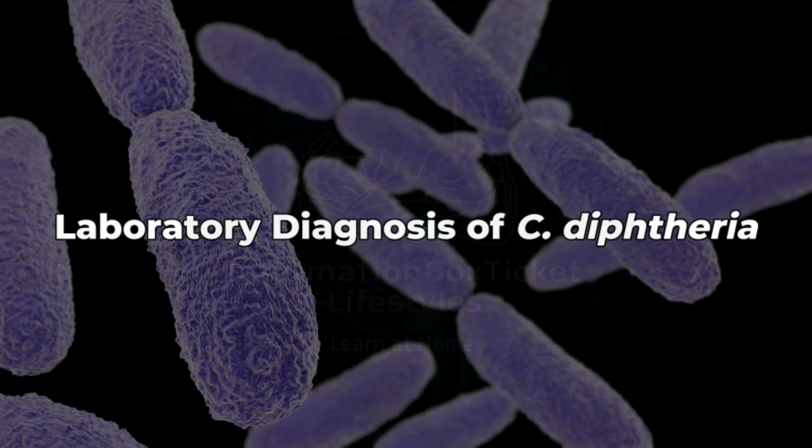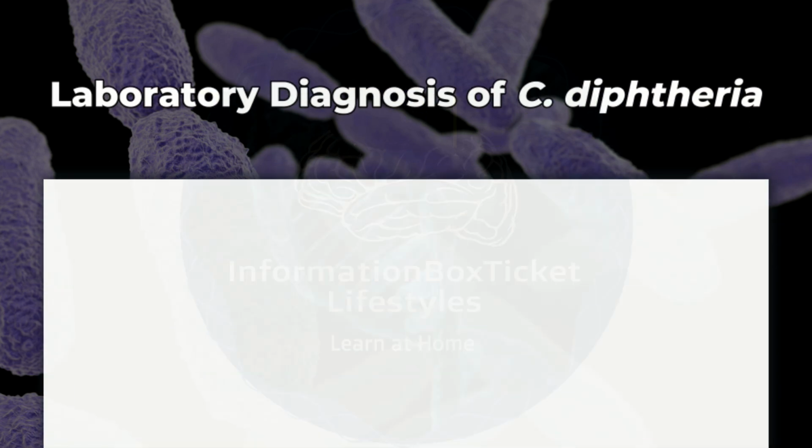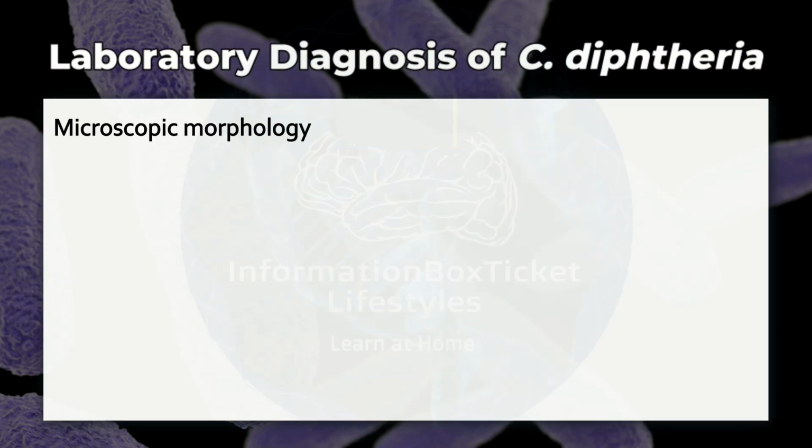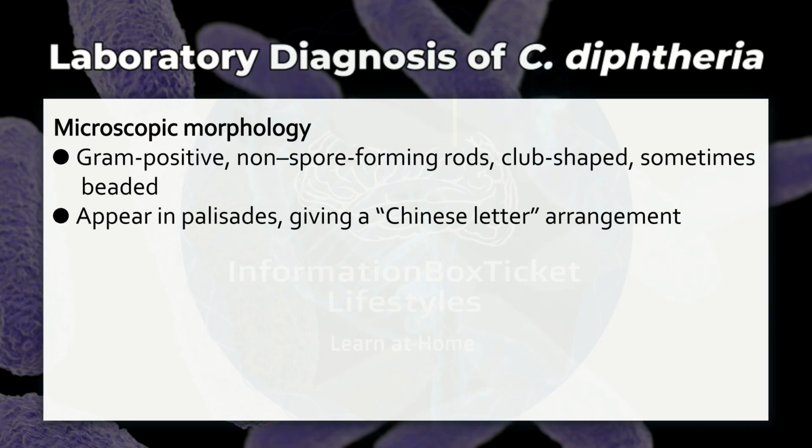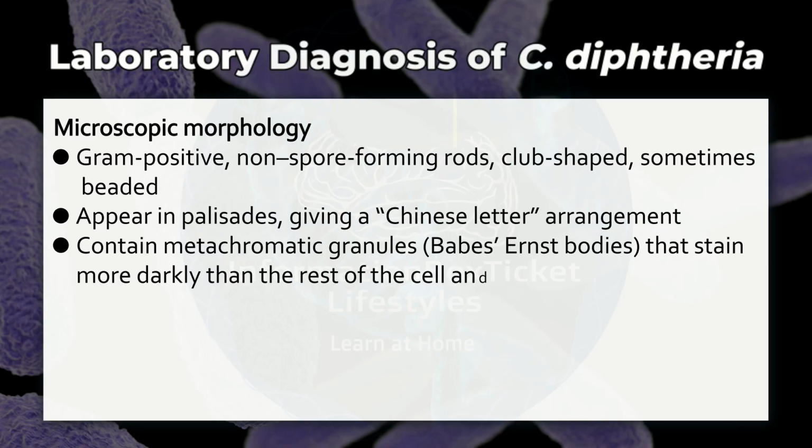Laboratory diagnosis of Corynebacterium diphtheriae. Microscopic morphology: Gram-positive, non-spore-forming rods, club-shaped, sometimes beaded. They appear in palisades, giving a Chinese letter arrangement. They contain metachromatic granules, Babes-Ernst bodies, that stain more darkly than the rest of the cell and serve as food reserves.